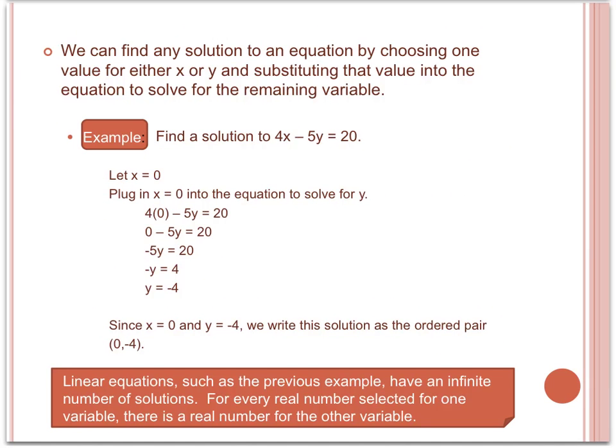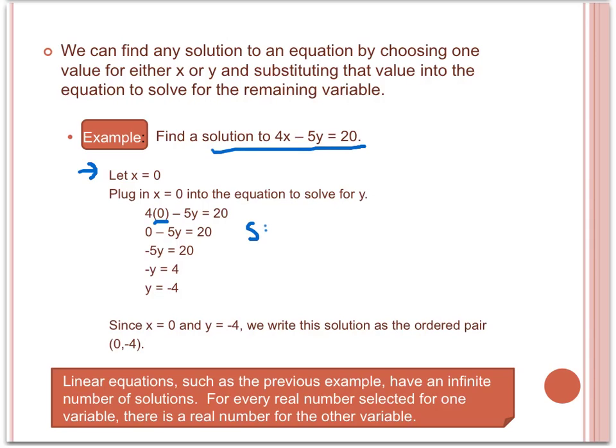If we are not given the solution to an equation, we can find it by choosing one value for either the x or the y, and then substituting that value into the equation to solve for the remaining variable. Let's do an example. We are asked to find the solution to 4x - 5y = 20. Although you can let any number equal x, we're going to let x equal 0. The first step we want to do is plug in 0 for x into the equation and then solve for y. So it's 4 times 0 minus 5y equals 20.